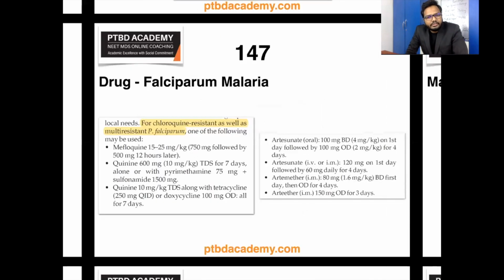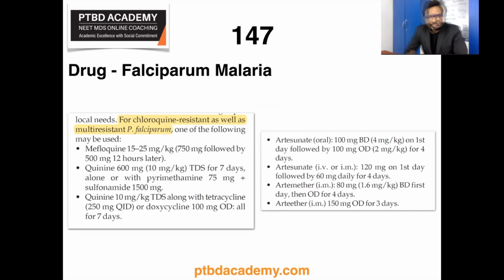Moving on, drugs, falciparum malaria. So these are various drugs for chloroquine resistant as well as multi-resistant Plasmodium falciparum. So see if this information is helpful in answering your query, or else you know the protocol, right?